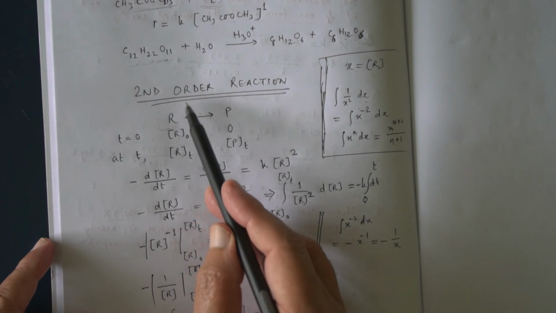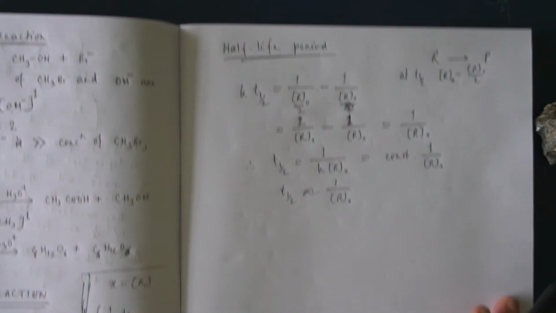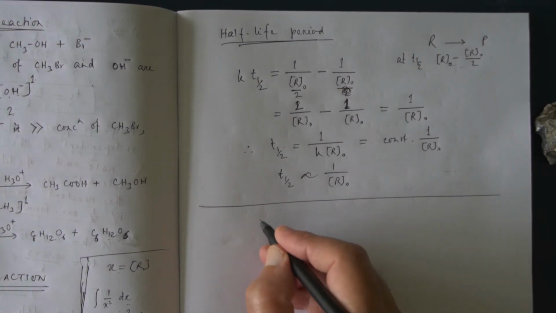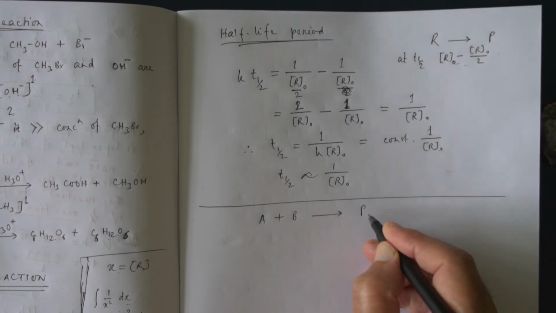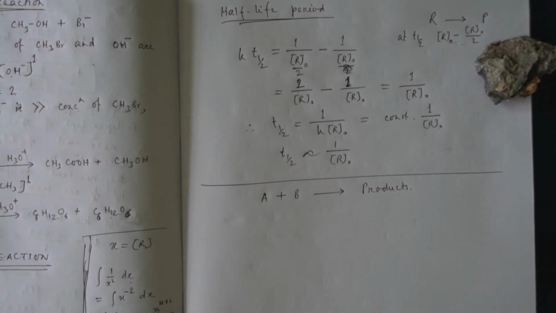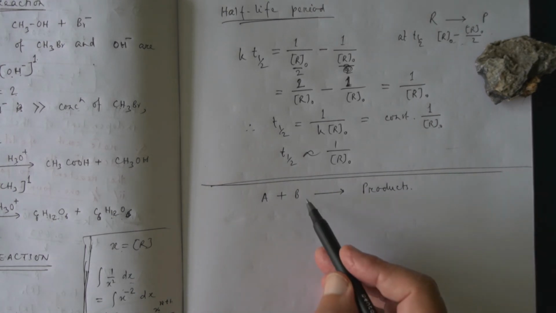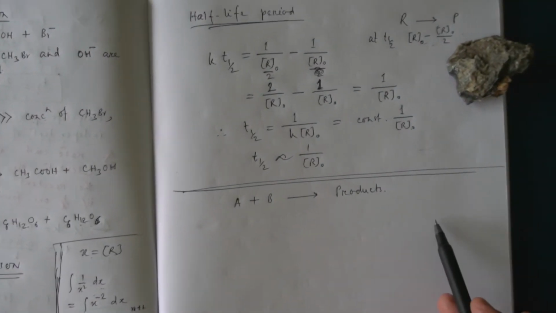So this is one type of second order reaction where we have only one reactant. But a second order reaction may be like this also: A plus B gives products. We have two reactants. So a second order reaction may be of two types: number one, only one reactant; number two, two reactants.